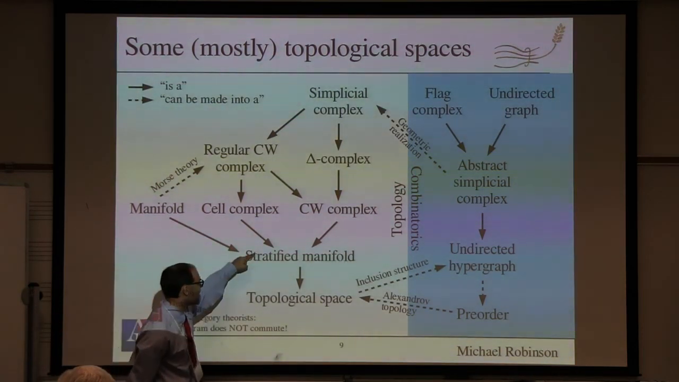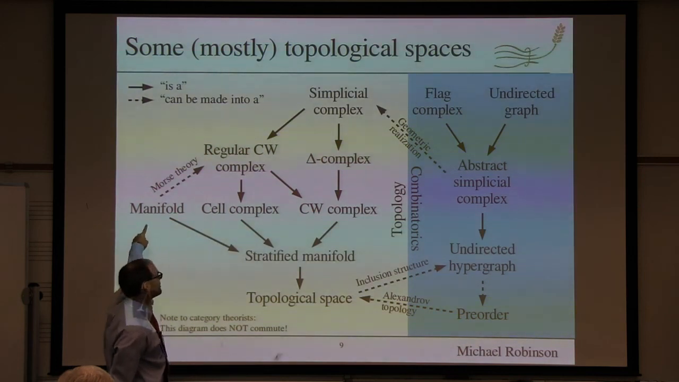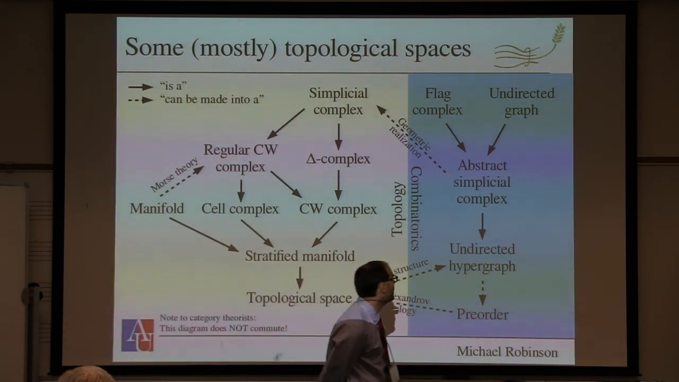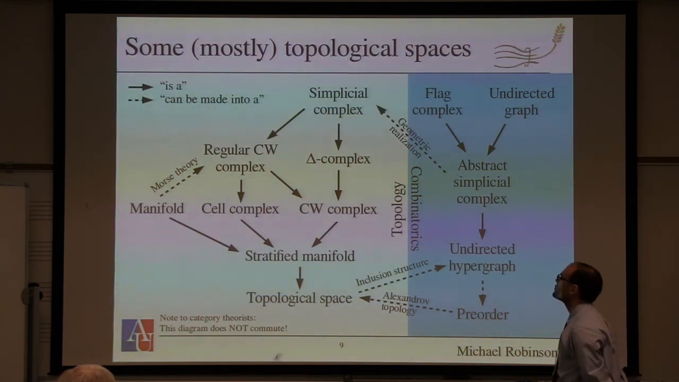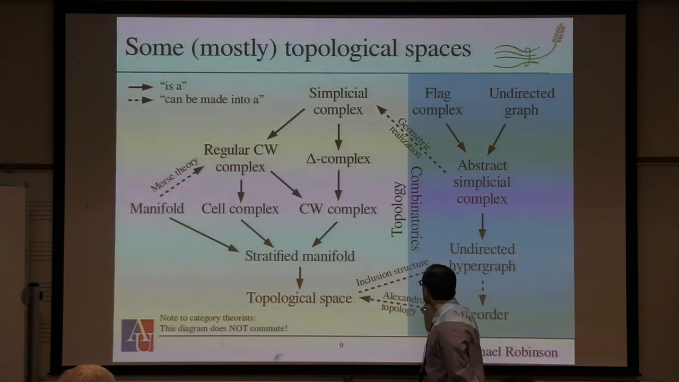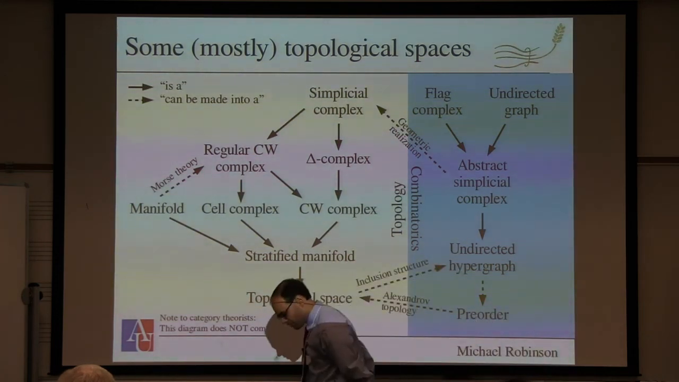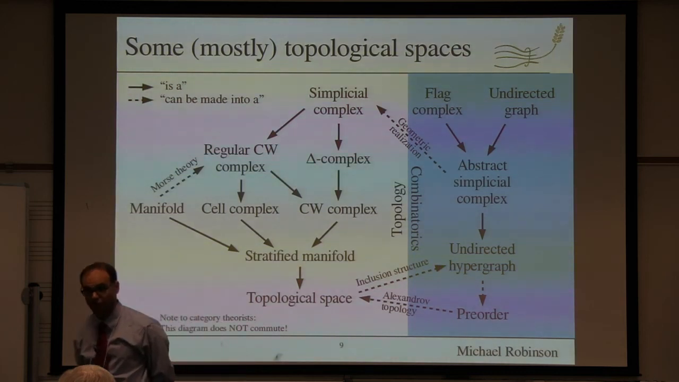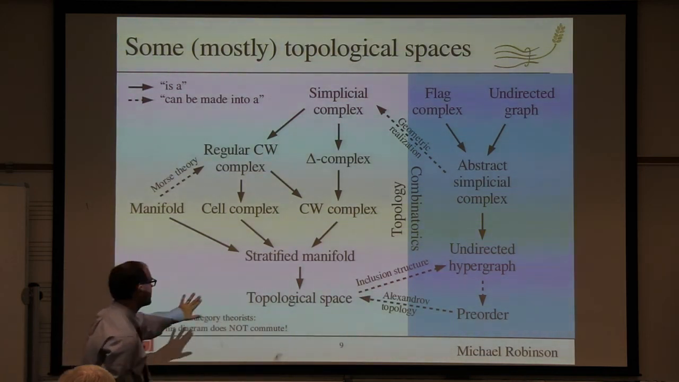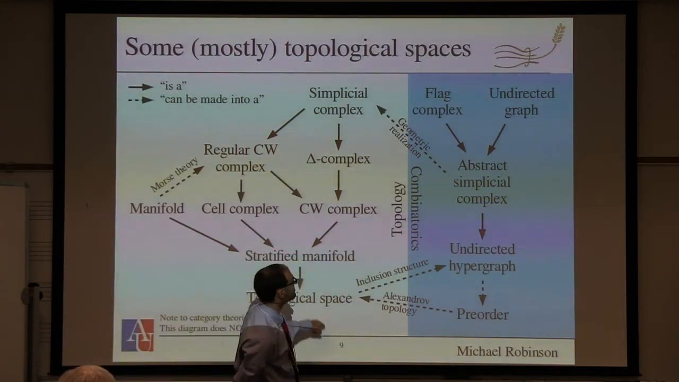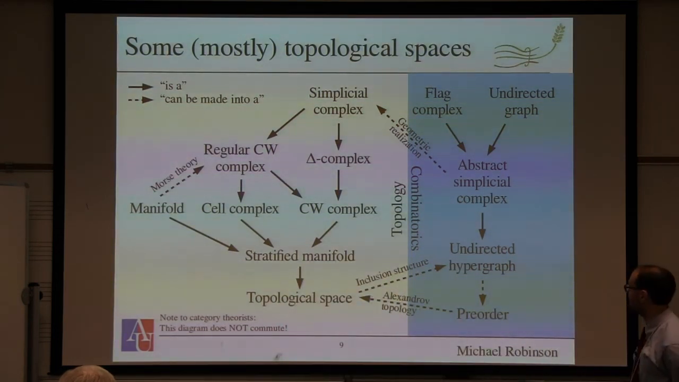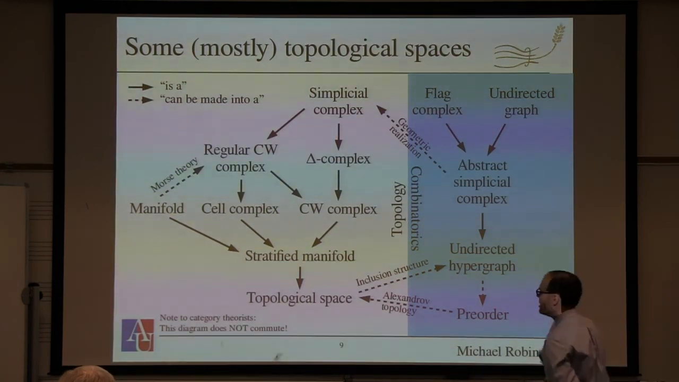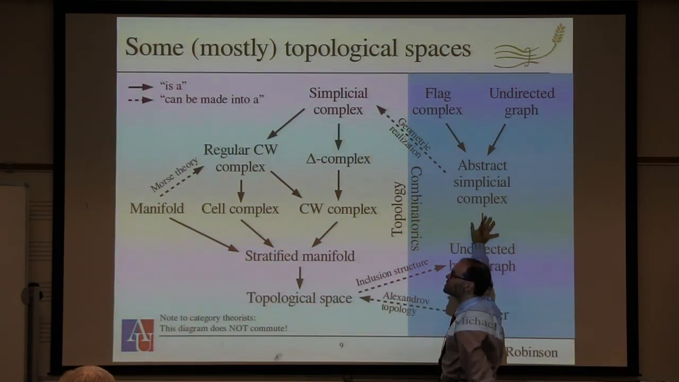A stratified manifold is a topological space. A manifold is a stratified manifold. An abstract simplicial complex is an undirected graph. And the dotted lines say that I could transform one into the other. This line here is the boundary between what you might say is combinatorics and topology. So everything over here is a topological space. Everything over here is some kind of discrete combinatorial object. And there are ways to go between them. So this is where you can do computation. This is where you can do topology.